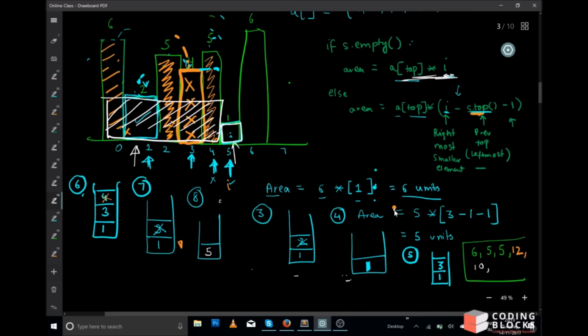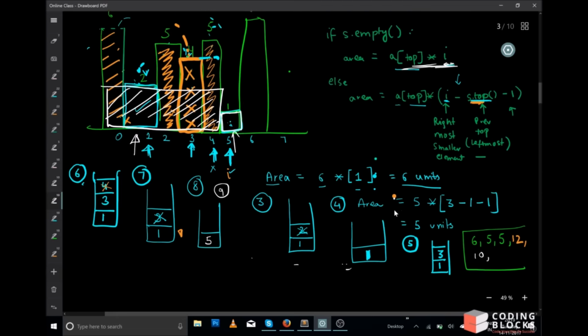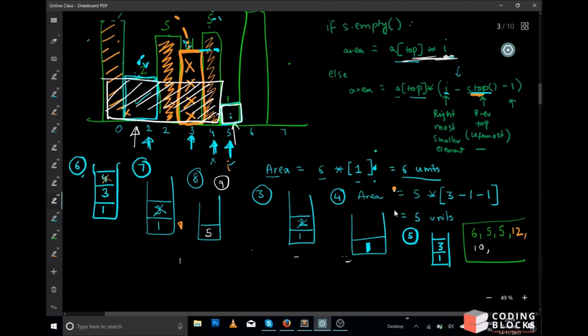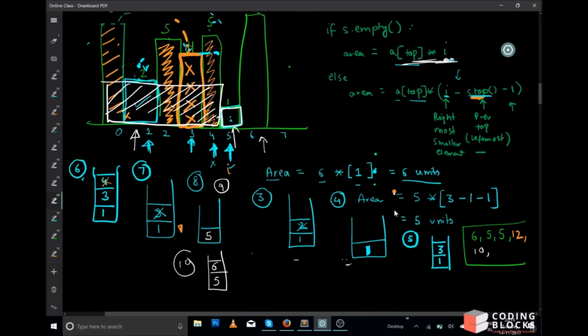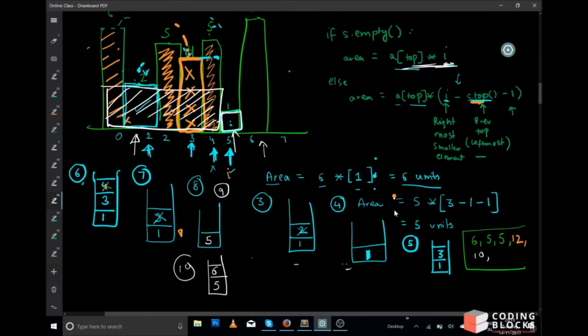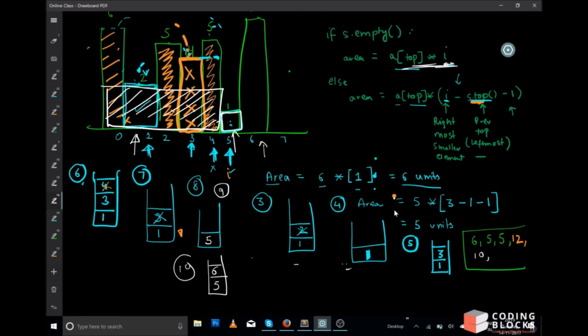In the 9th step, I push it, right? And in the next step, I come to this position and I see that the current bar has a higher height. So after 5, I push the index 6. The 6th index is now pushed into the stack. So in the next part, I go here.